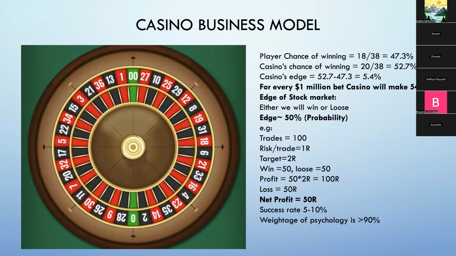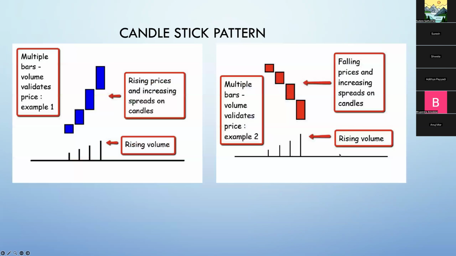So based on this casino business model, it's very much recommended for a successful trade setup. If we are taking 1R risk per trade, at minimum we should target a 2R outcome from that particular trade. So based on that business model, if we have a 50% edge, where either we'll win or lose the trade, we can still make a very decent profit if we at least follow this business model. Okay, let's move on to the next slide.